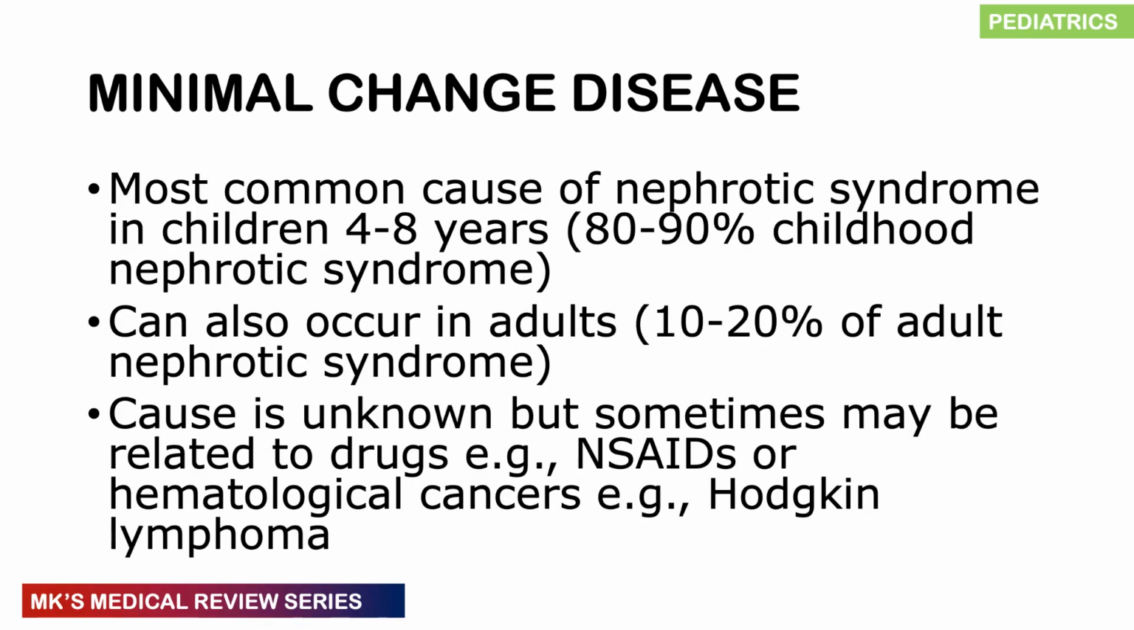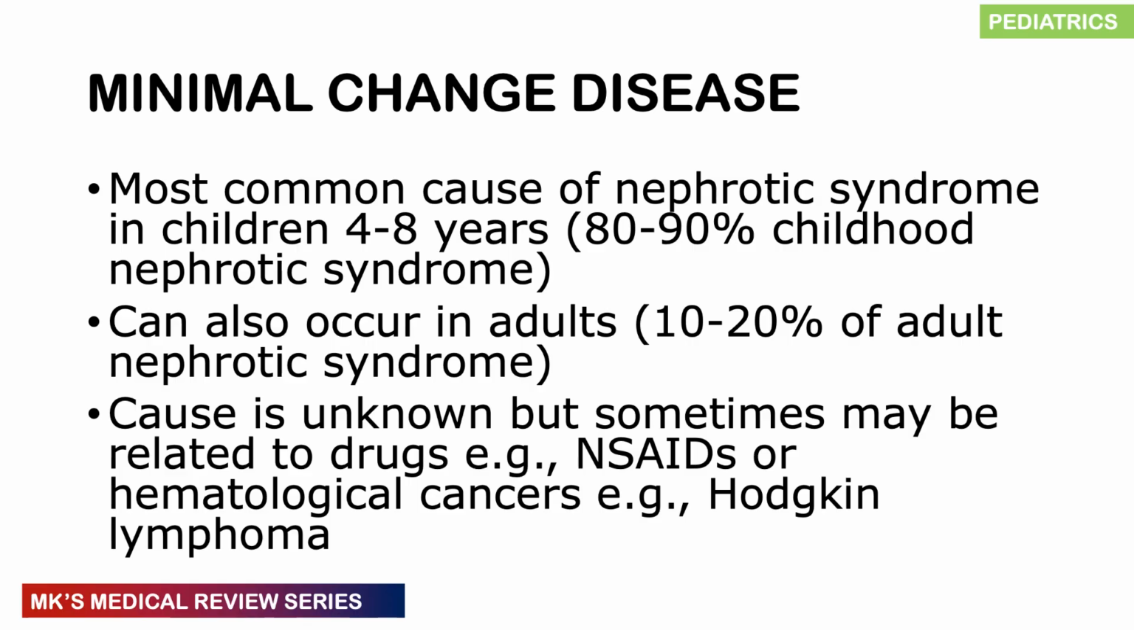So in terms of minimal change disease, remember that this is a nephrotic syndrome very common in children, 4 to 8 years of age. 80 to 90% of the childhood nephrotic syndrome is going to be attributed to minimal change disease, which is why I wanted to start by discussing this particular primary cause.